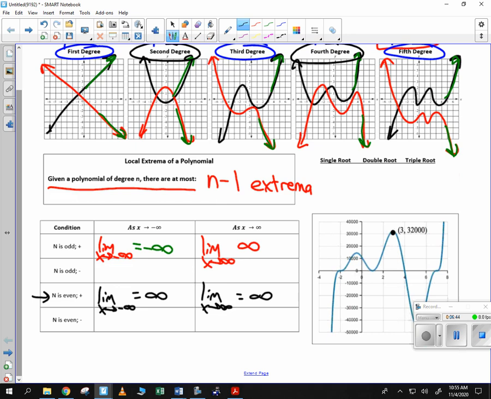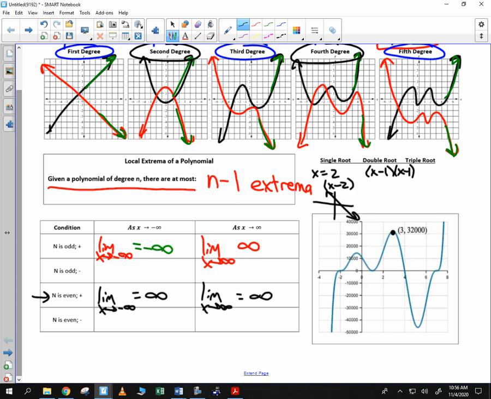As we end here, there's something else we want to look at, and that is that sometimes we have single roots. For example, suppose you had x equal to 2. That's a single root, say x minus 2, and the graph simply passes through the x-axis at one spot. But suppose you had a double root, like x minus 1 times x minus 1. That's what we call a double root.